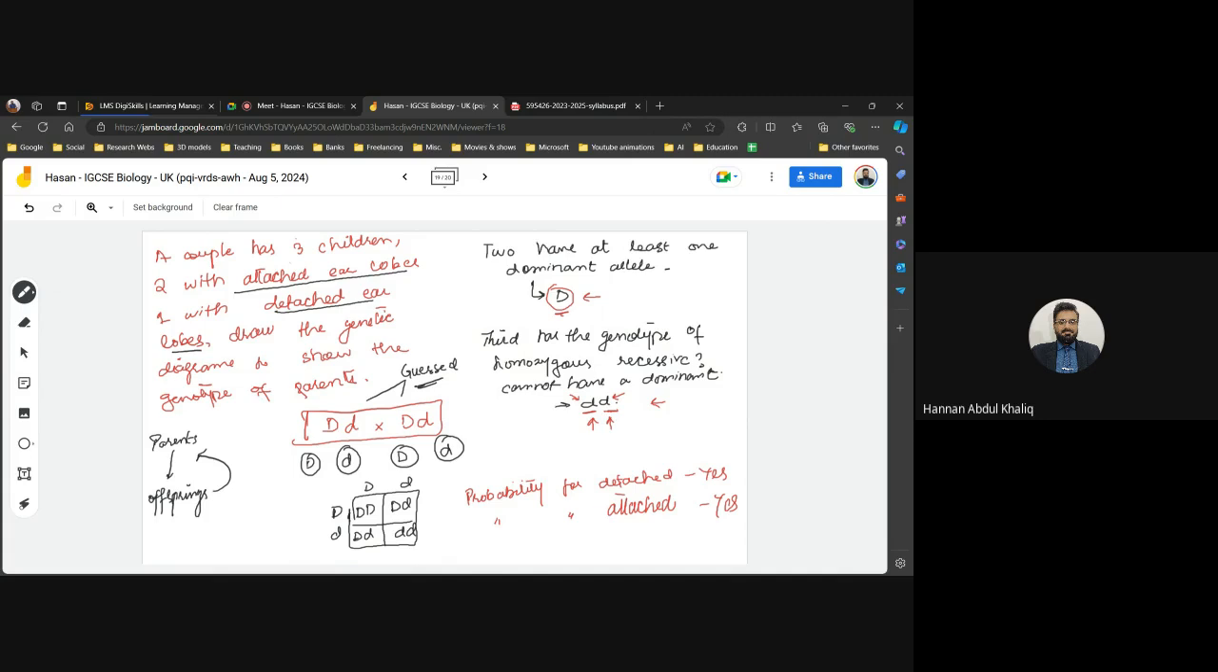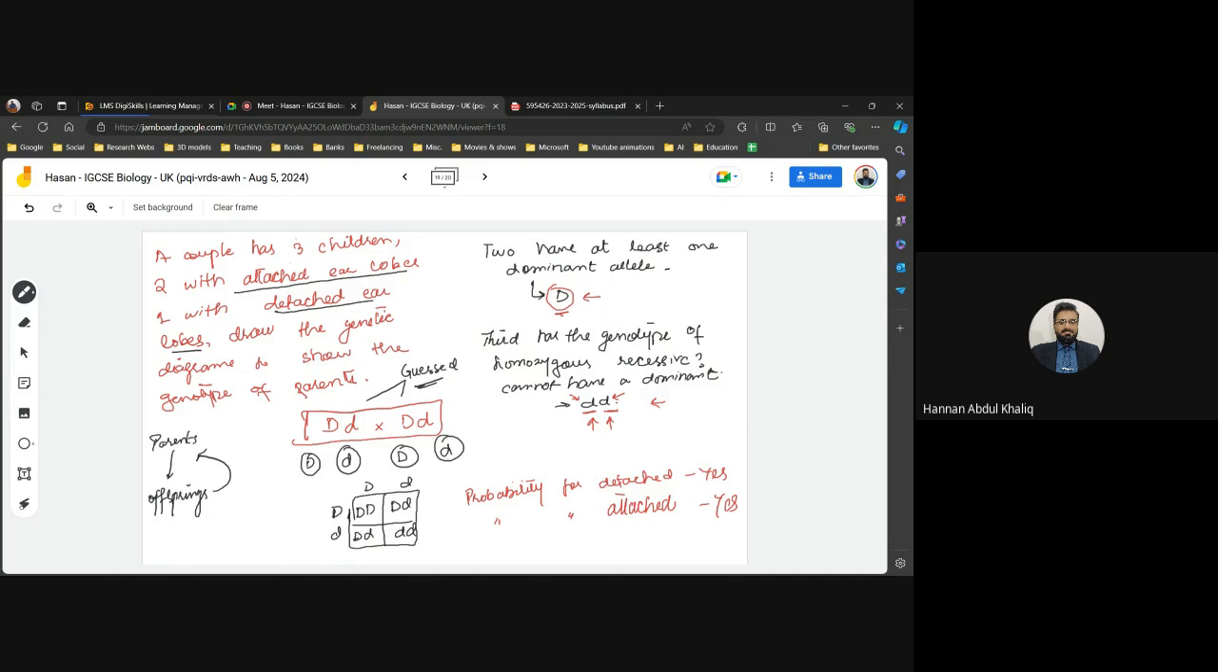And we know for a fact that if a person contains two recessive alleles, this person is getting one recessive allele from one parent and the other recessive allele from the other parent, meaning that it is obvious that both the parents contain at least one recessive allele. Second, their children are also showing the attached phenotype, meaning that one or both of the parents may also have a dominant allele.